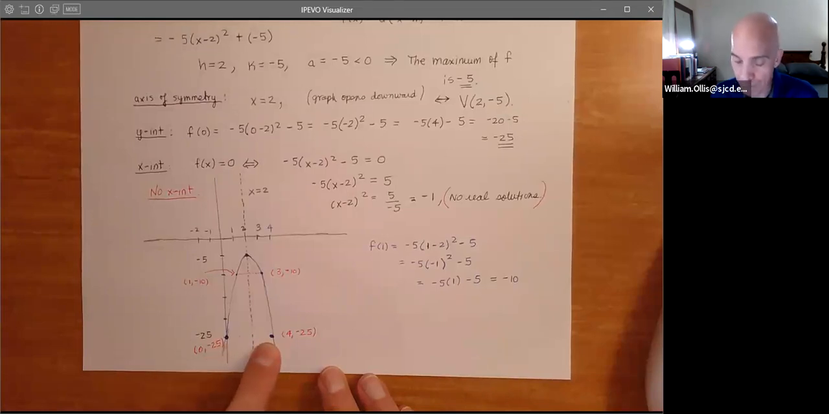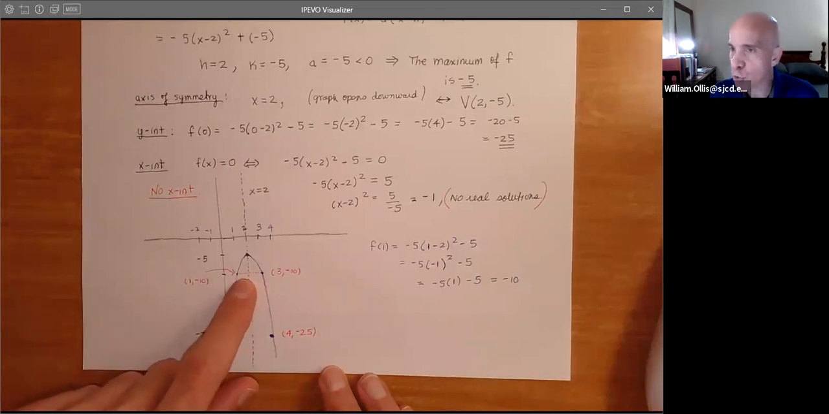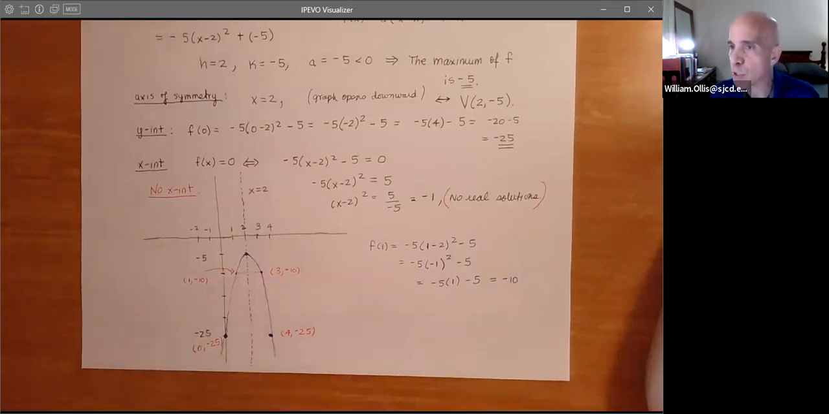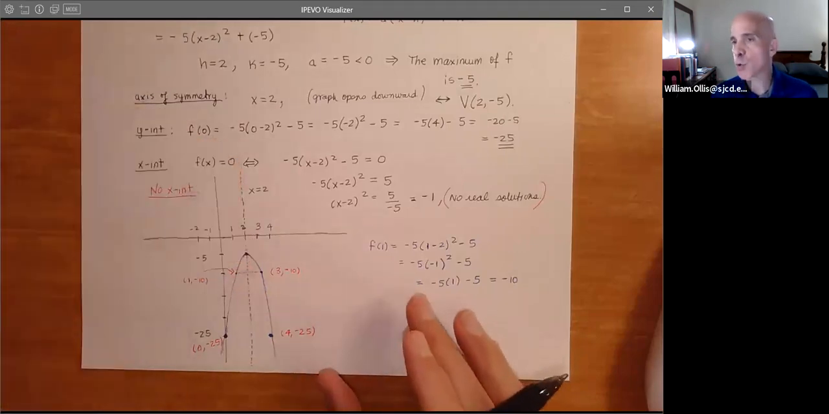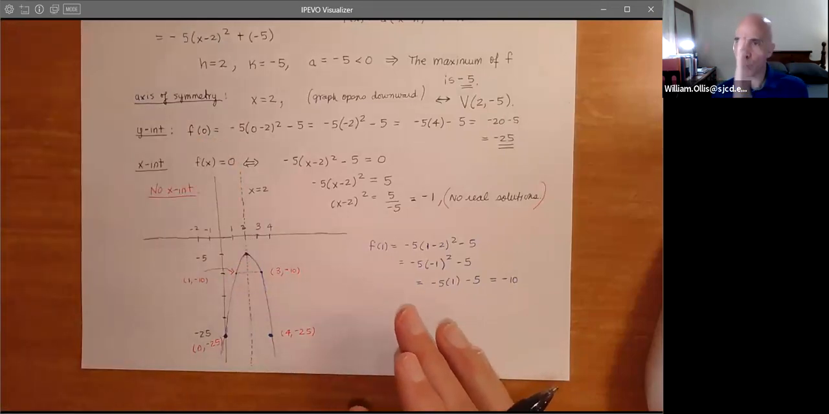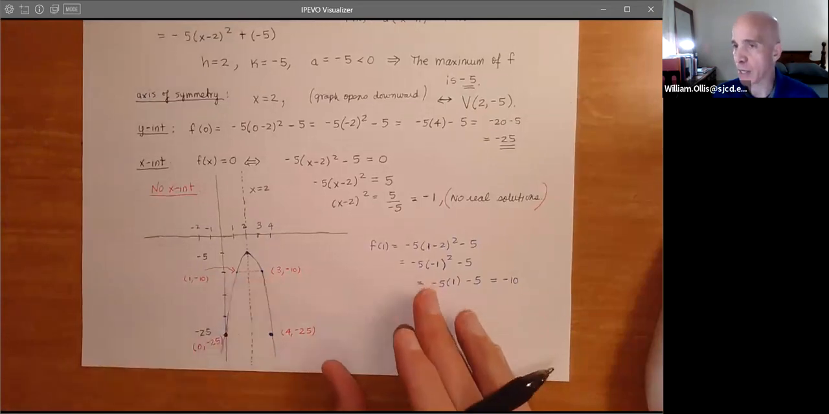That gave us this point. So really, that probably would have been enough. And then, of course, I did an additional point here to show you how to use the axis of symmetry. So again, if you take a point that's a nice distance away from the x-coordinate of the vertex, then it's easy to move the same distance on the other side.